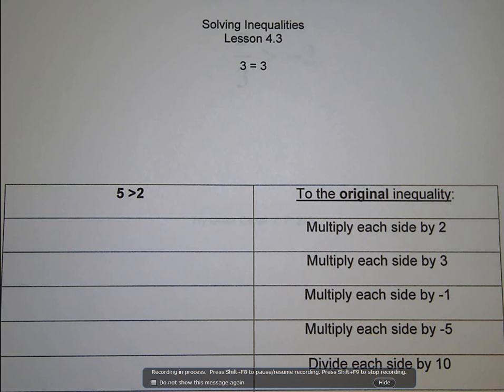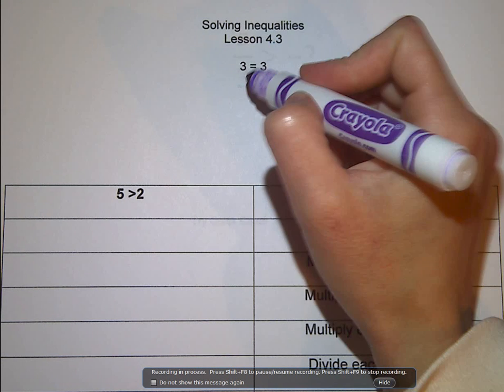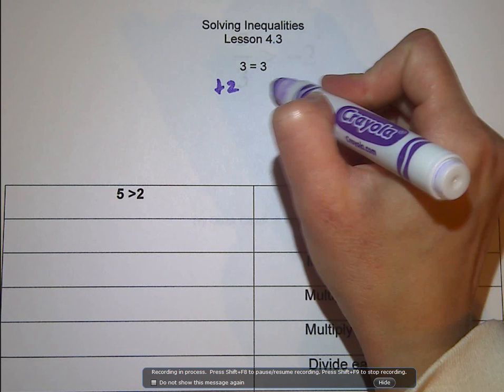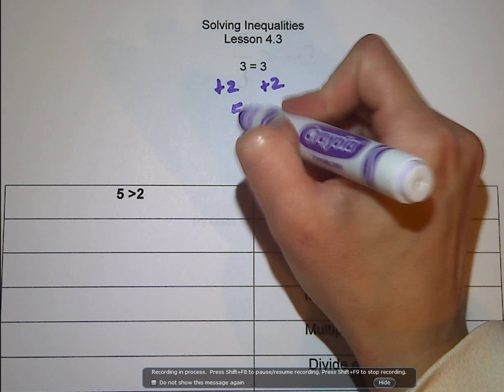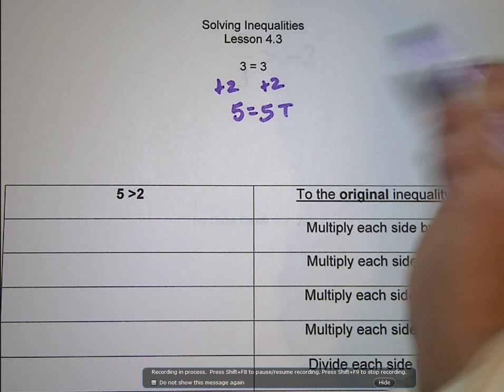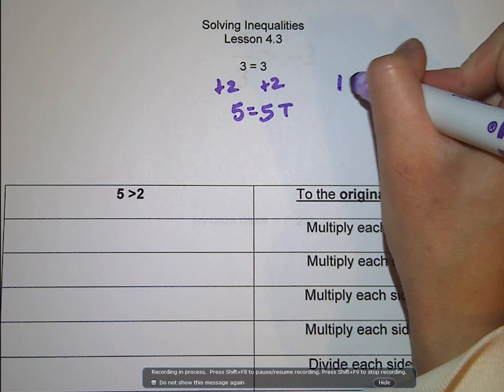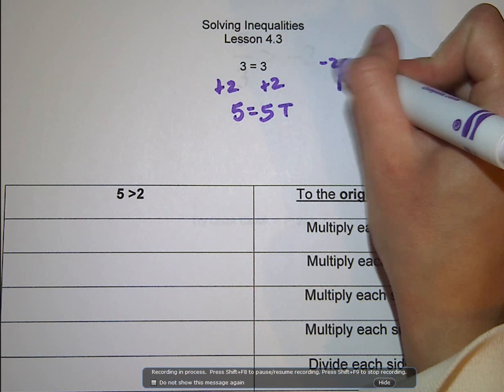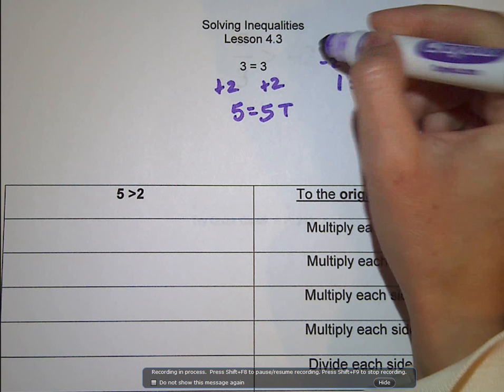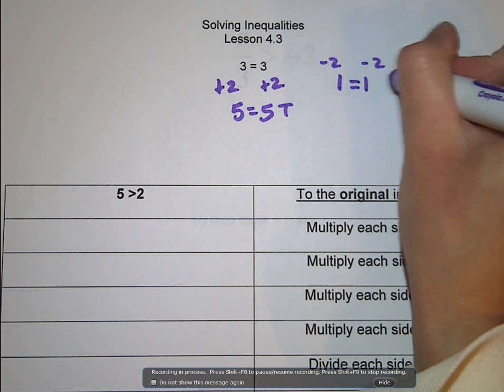So I have a regular equation here, 3 equals 3, and we know that if I were to add 2 to both sides of this, I would get 5 equals 5, and that is a true statement. And if I were to subtract 2 from both sides, I would get 1 equals 1. 3 minus 2 is 1, 3 minus 2 is 1, and that stayed true.